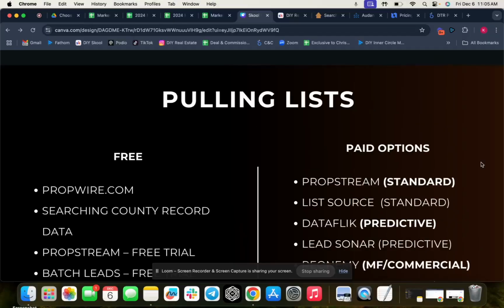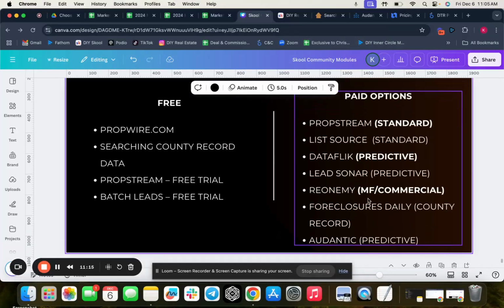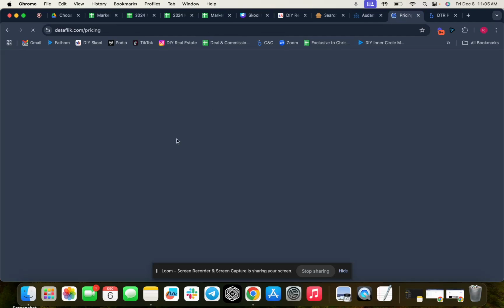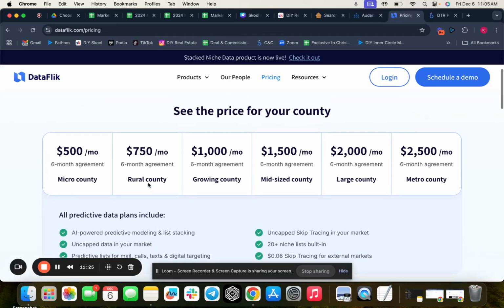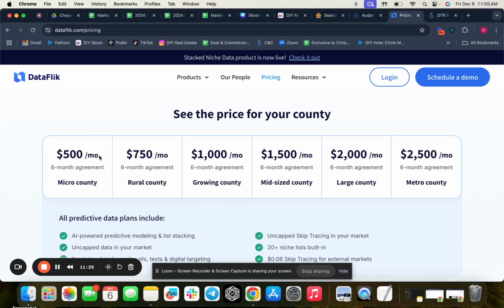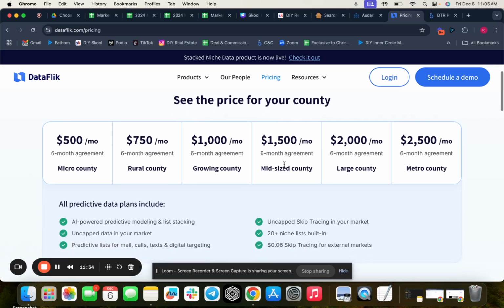So what are a couple of these options, right? There's a few on here that I listed. I use Lead Sonar. I also have used DataFlick in the past, but you can see when you start getting into the realm of these predictive list companies, this is no longer playing in the PropStream game, $97 a month, BatchLeads, $99 a month. You've got to pay a premium for this.